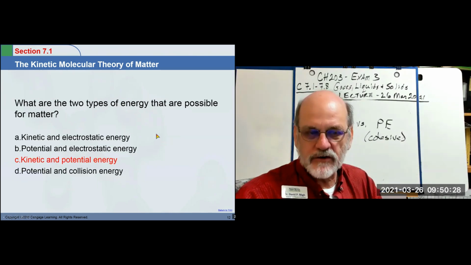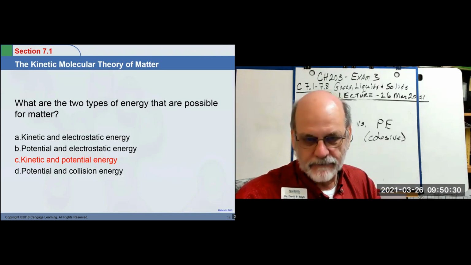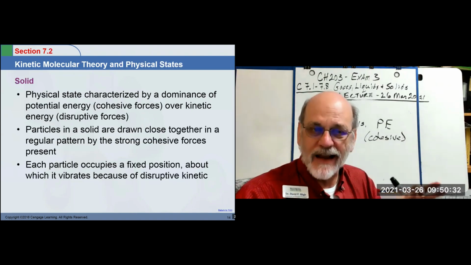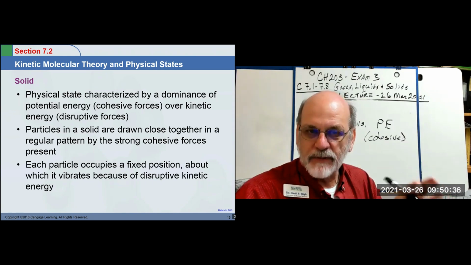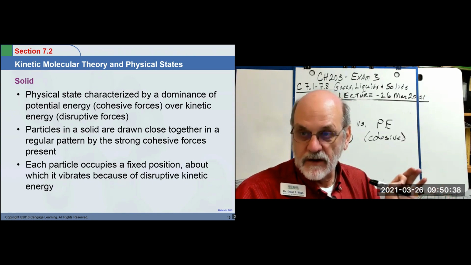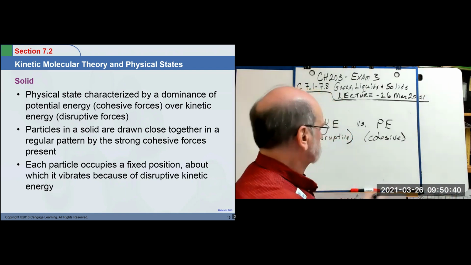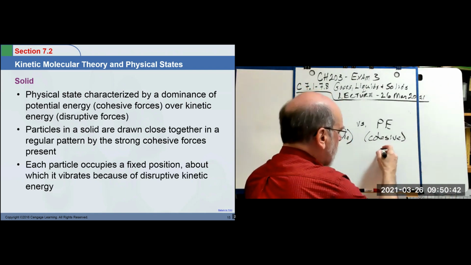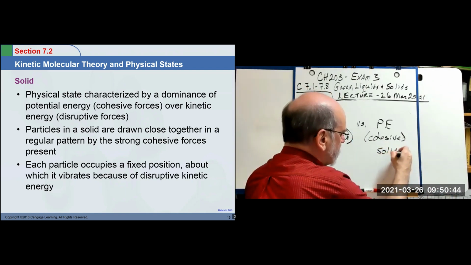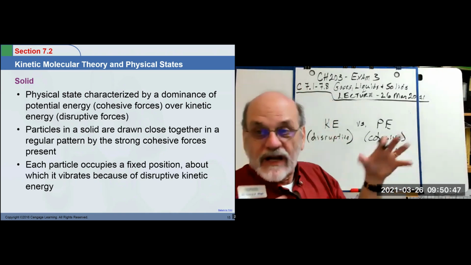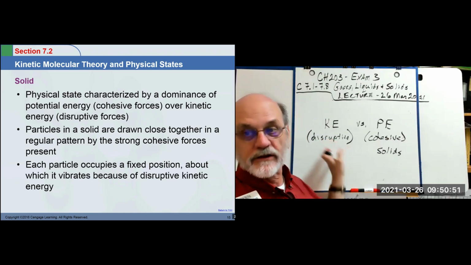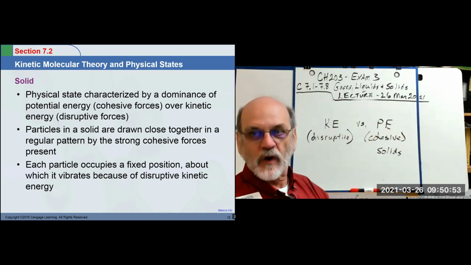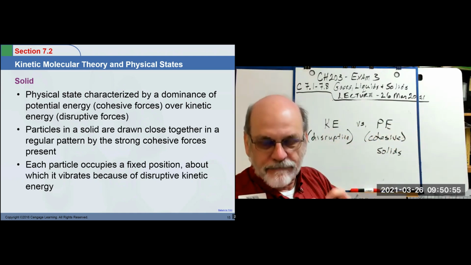So the two types of energy are kinetic and potential energy. For solids, the physical state is characterized by potential energy being predominant, because they're held together. They have very low kinetic energy relative to their potential energy. That's why they stay in that form.